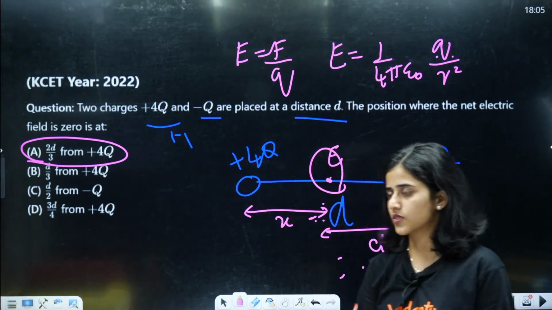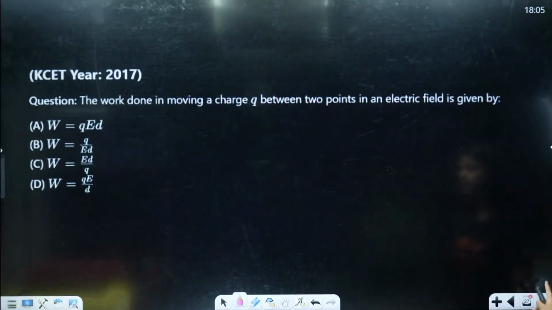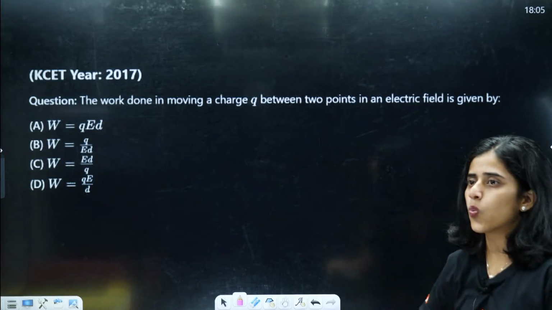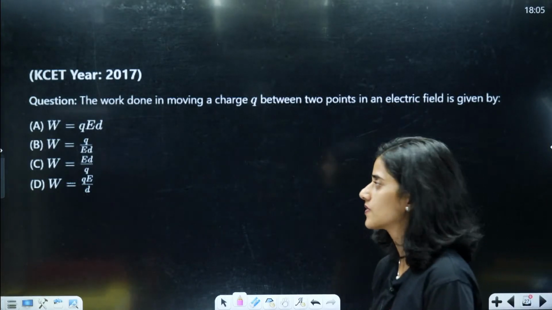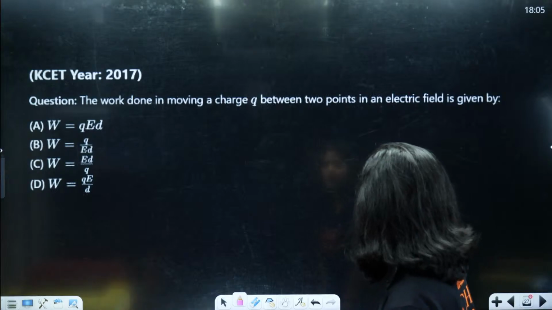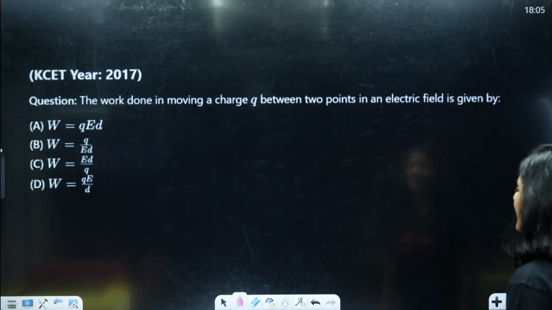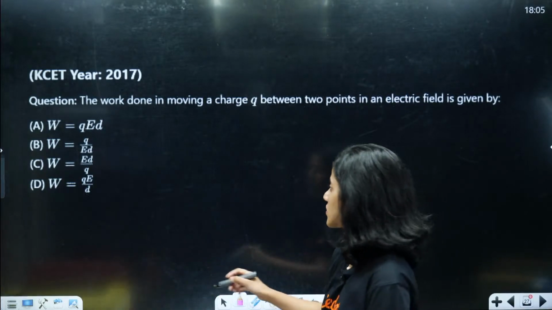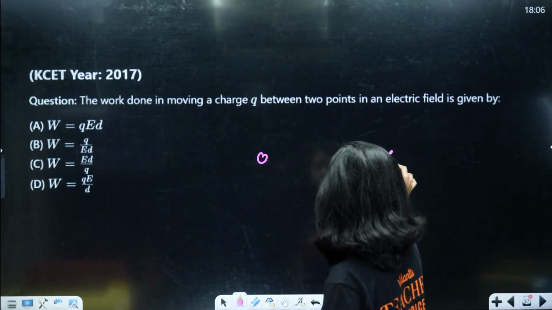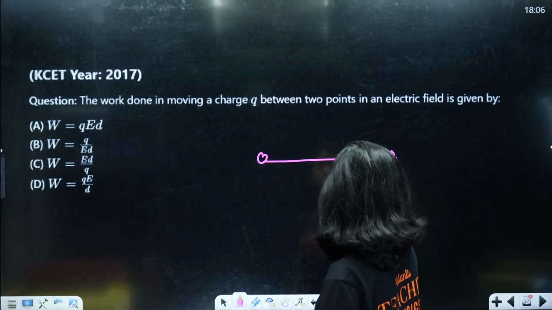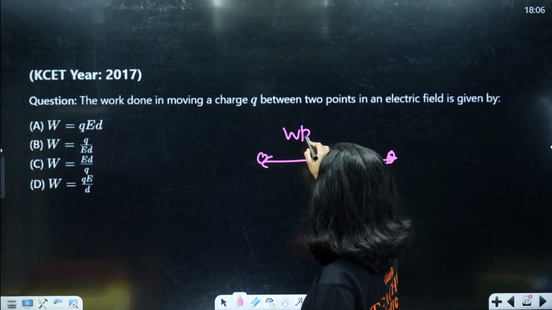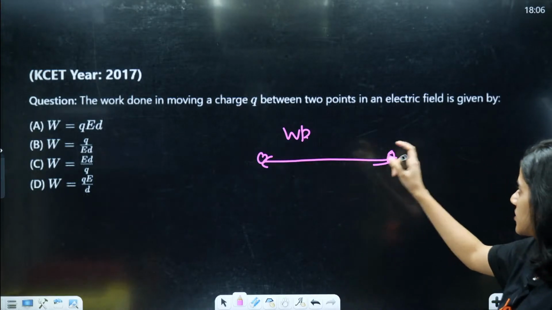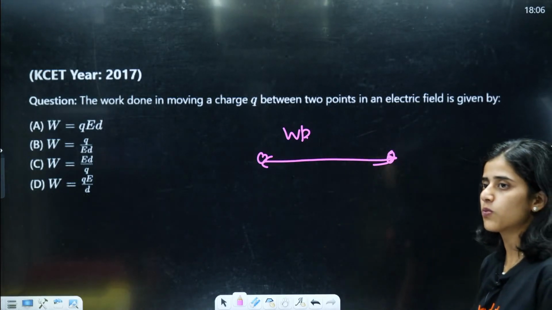Okay, since you've all understood, we'll move on to the next question. Next question is related to work done. So the work done in moving a charge q between 2 points in an electric field. So here also no force, electric field. So if you have an electric field and you have 2 charges, we have to find out the work done in moving a charge between 2 points.